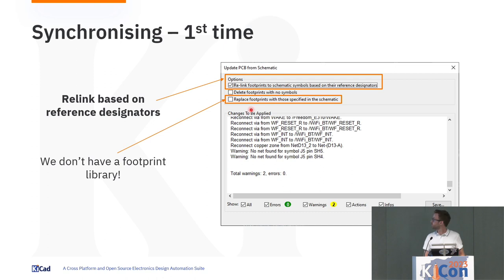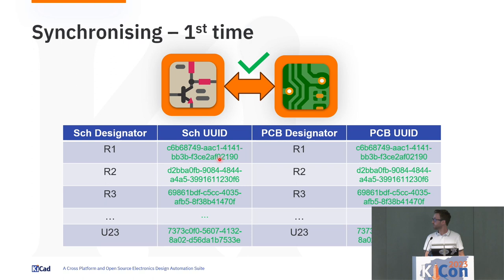So what we do, there's a little checkbox there, relink schematic symbols based on the reference designator. So we tick that and make sure that we have this one unticked, because otherwise we're going to be trying to replace all the footprints on the board, and we don't have the footprint library loaded up at the moment. So if you press OK, then done. You've got your schematic, your PCB. They're now well synchronized, like that. So your UUIDs will now match, and any other operations that you want to do.